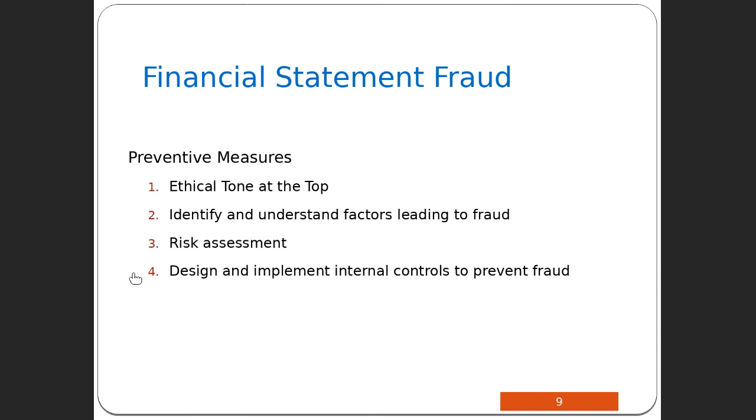Number four, designing and implementing internal controls to prevent fraud. Once the company understands that these are the places where fraud can happen, the risky places where the calculation could go wrong, they build certain controls, certain procedures, proper calculations and reviews and oversight by seniors, to make sure that places where fraud can happen or the risk is higher are managed with proper controls and procedures so that the possibility of fraud is minimized.